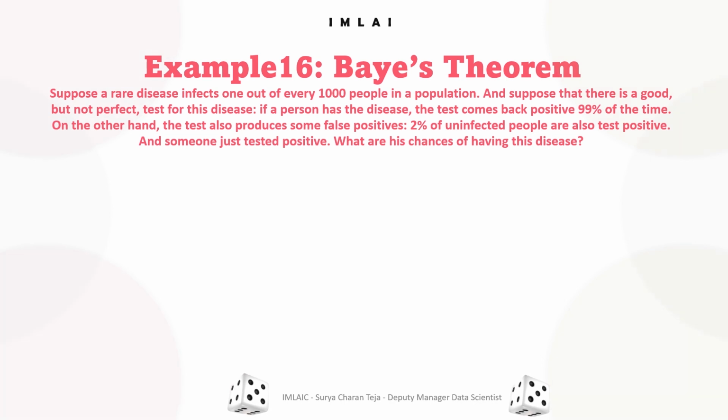If a person has the disease, the test comes back positive 99% of the time. On the other hand, the test also produces some false positives. 2% of uninfected people also test positive. Okay, that's the false positive. So 2% of uninfected people test positive because the positive which has come out is false. That's why we call it a false positive.